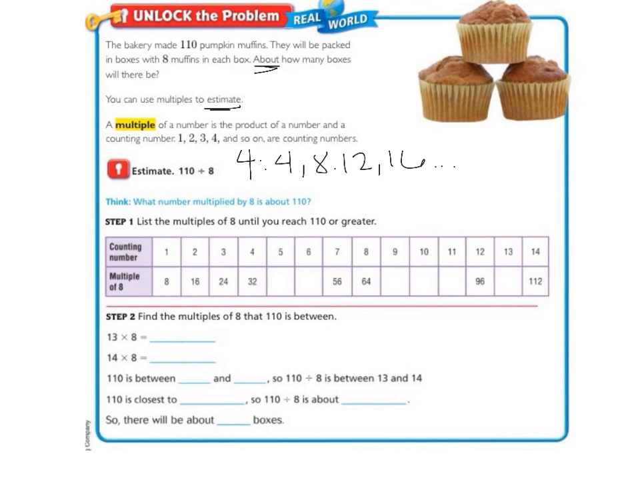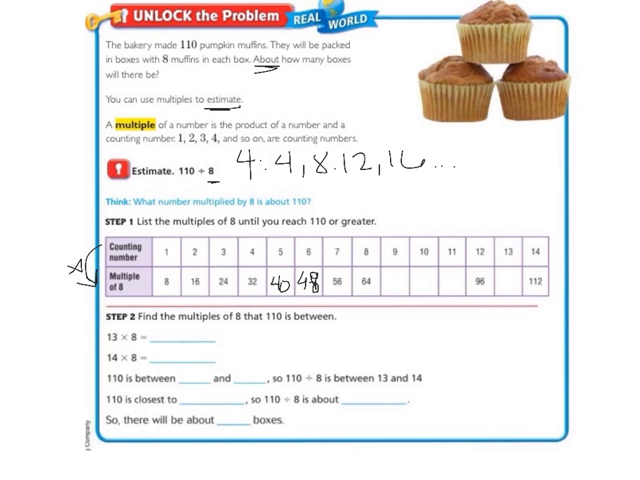Alright, so we're going to use multiples and our factor of 8 to count how many times it takes us to get 8 close to 110. So our counting number, 1, and then it's like we're multiplying by 8. 1 times 8 is 8. 2 times 8 is 16. 3 times 8 is 24. 4 times 8 is 32. 5 times 8 is, let's fill in the blank, 40. 6 times 8 is 48. 7 times 8 is 56.